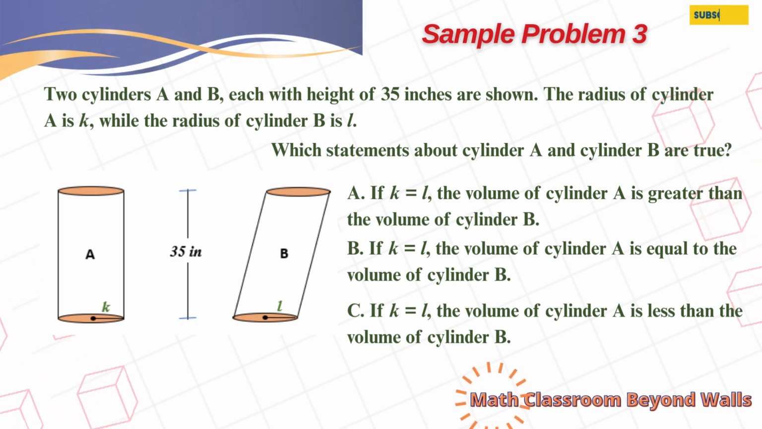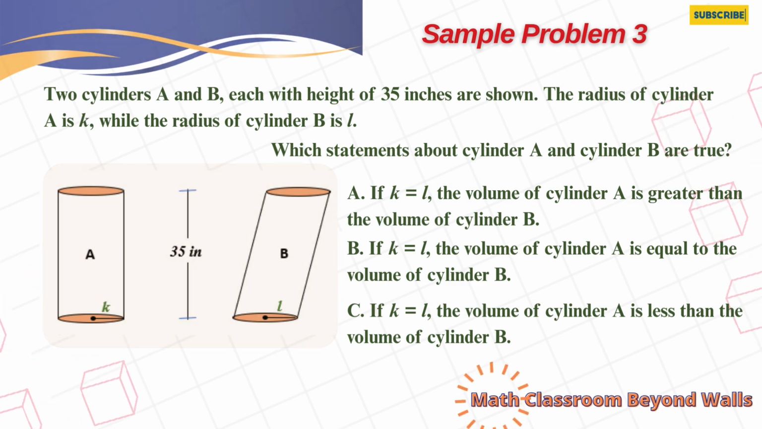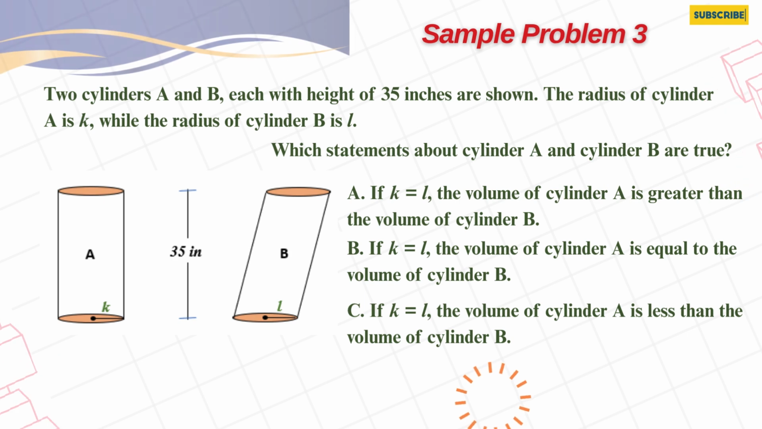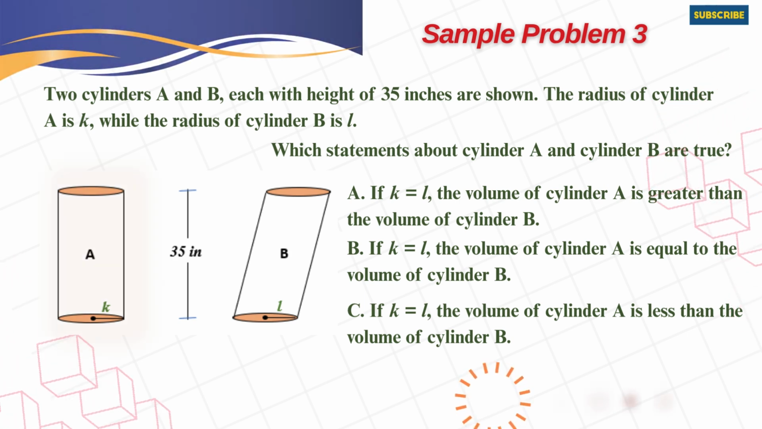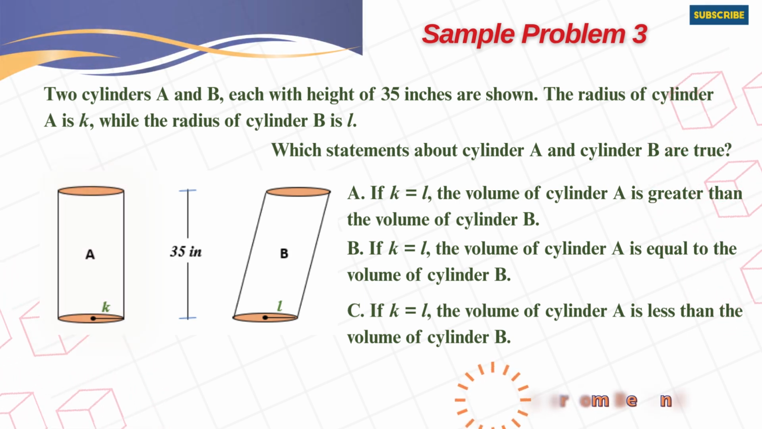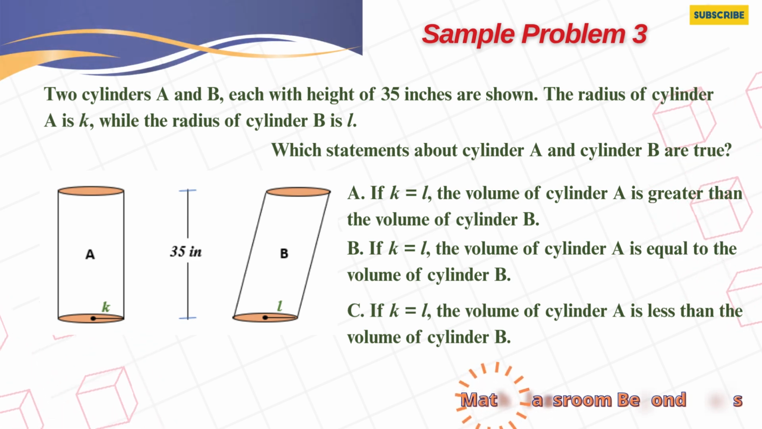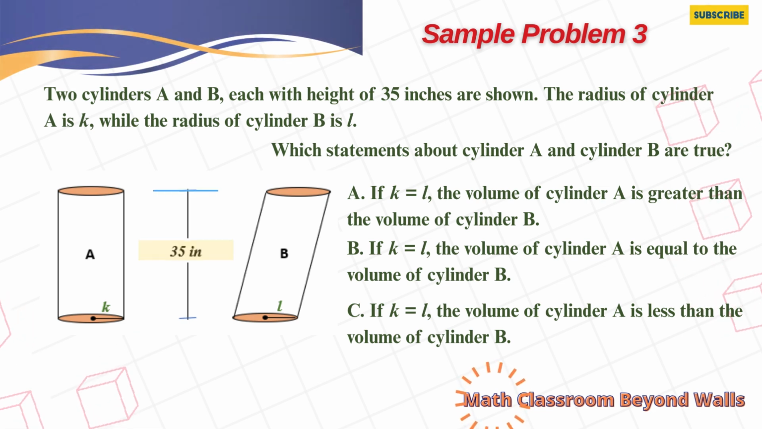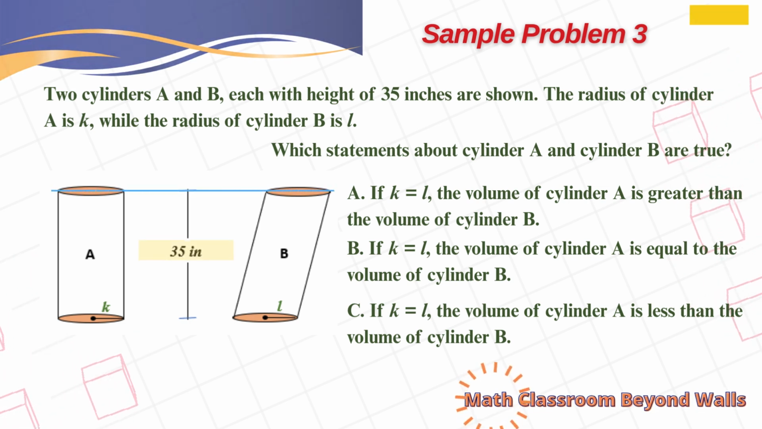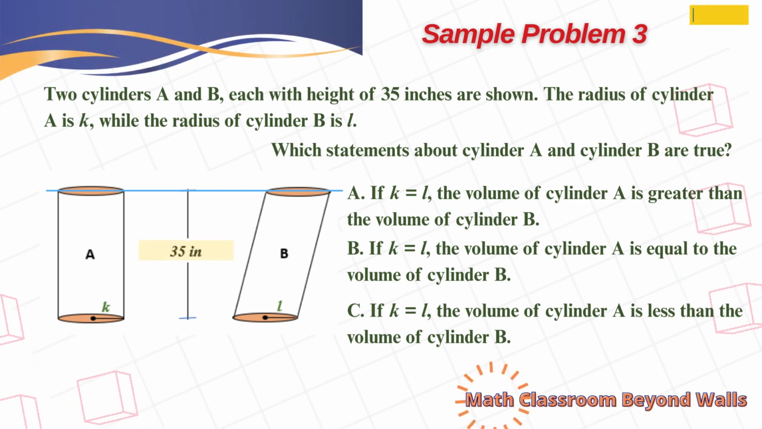What are given? We're given a diagram of the two cylinders with some values. Okay, so we have two cylinders here. One is a right cylinder and the other one is an oblique cylinder. Look at the diagram, learners. What can you say about their height? You're correct. Both have the same height, 35 inches.